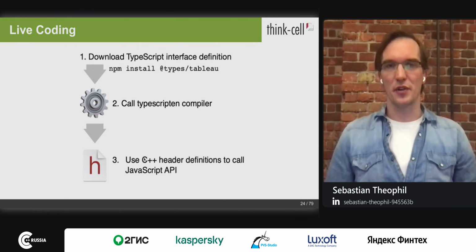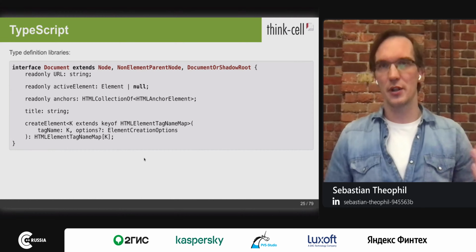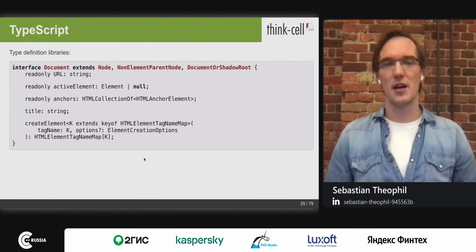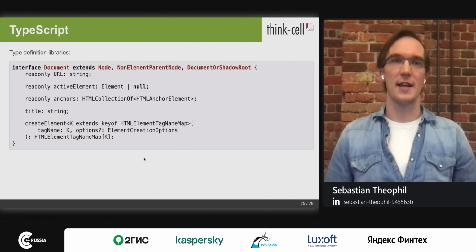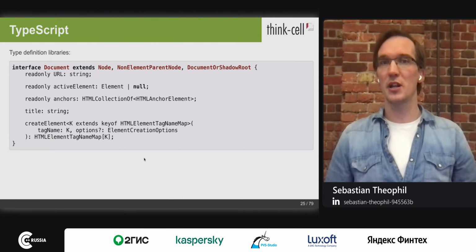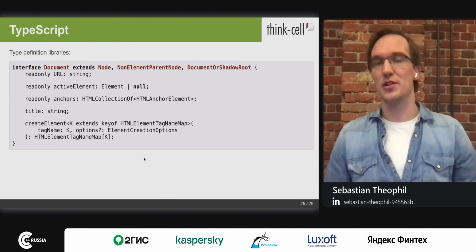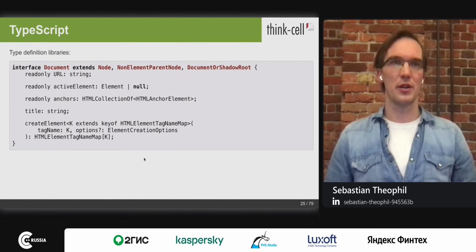So what are these interface definitions? What do they look like? This is one example. This is an excerpt from the type definition library for the standard JavaScript DOM API for the document object that I've just used. You can see here, the document object extends from some other objects. It has a URL property, which is a string, and it's read-only. It has an active element, which is either an element, like an HTML element, but it can be null. It has anchors, which are collections of HTML anchor elements. And it has a title as well, which is a string and which is settable by the user.